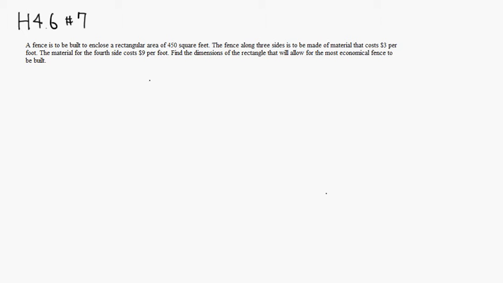All right, so let's do that. Let's draw a picture. You have a rectangular region like that, and I'm going to call the sides x and y. We already know that the area has to be 450, so x times y is always 450.